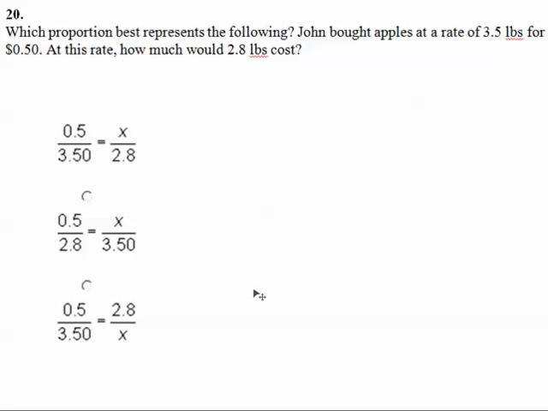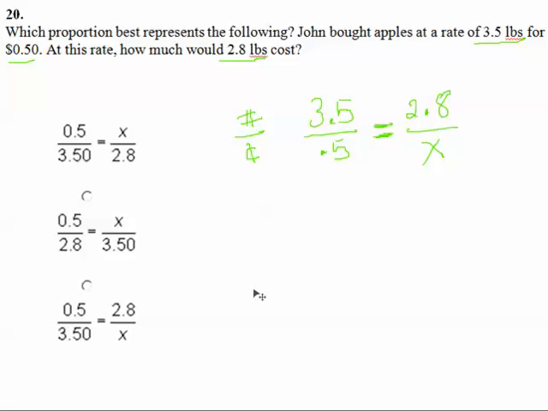Can we do more? Of course we can do more. Which proportion best represents the following. John bought apples at a rate of 3.5 pounds for 50 cents. So 3.5 pounds cost him 50 cents. So this is the number of pounds over the number of cents, right? They want to know at this rate how much would 2.8 pounds cost. So I ask, okay, when is that equal to 2.8 pounds? What would the cost be?